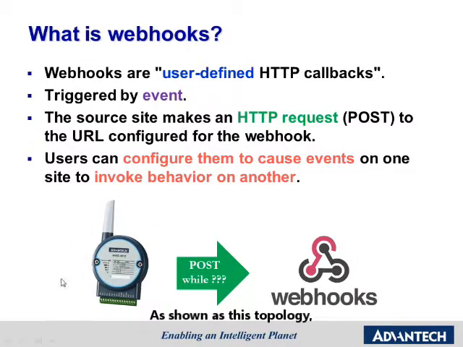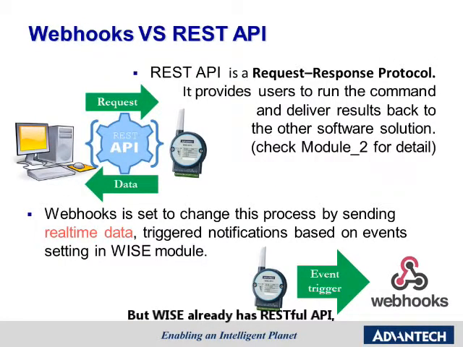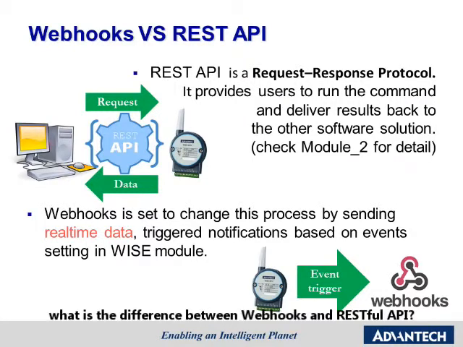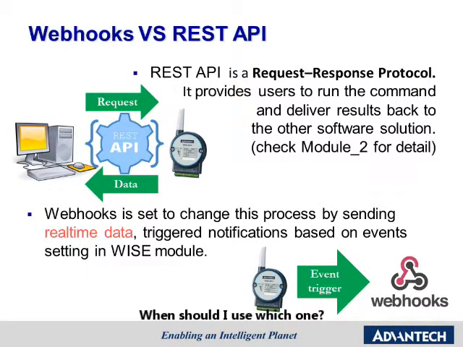As shown in this topology, a WISE event triggers the webhook. But WISE already has a RESTful API. What is the difference between webhooks and RESTful API? When should I use which one? RESTful API is a request-response protocol. It allows the user to run a command and deliver the results back to the other software solution. If you want to know more about RESTful API, you can check the details in the Module 2 section.